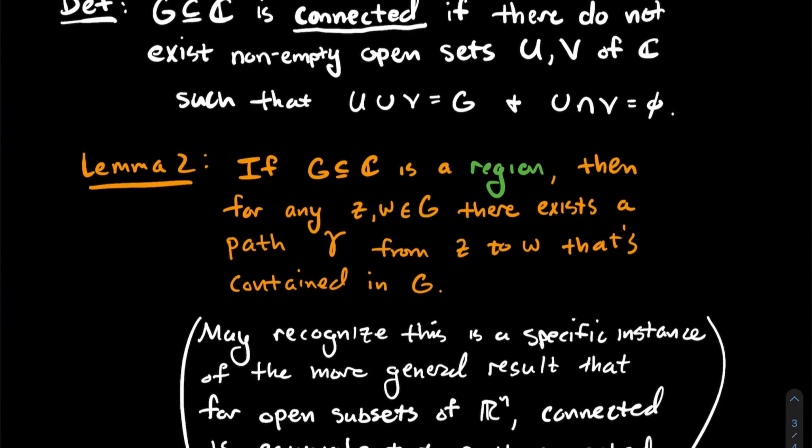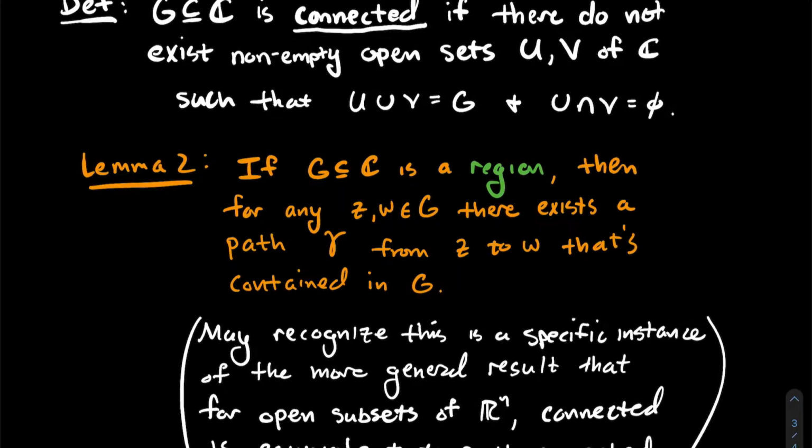And what you might recognize this result as, this lemma 2, it's really a specific instance of a more general result about open subsets in Rn. Remember, you can think about the complex plane with the topology or the metric introduced by the absolute value. It's really the same thing as R2 with the Euclidean metric, right? The distance function you know from college algebra, right? So they behave the same way topologically.